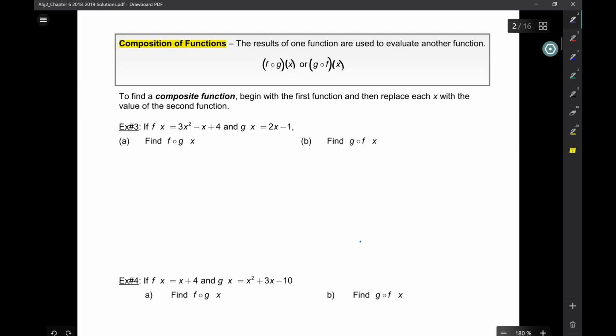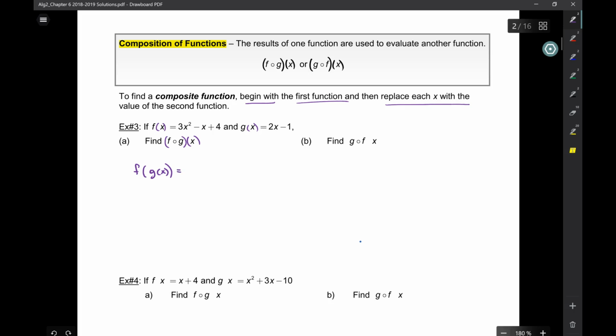All right, so take a look at what we've got here. What we're going to do is begin with the first function and then replace each x with the second function. So here's what we do. I have f of x and g of x. Here I need to find f of g of x. If you like, let's write it this way. I find students do better when it's written this way. It's easier to visualize and see. So f of g of x.